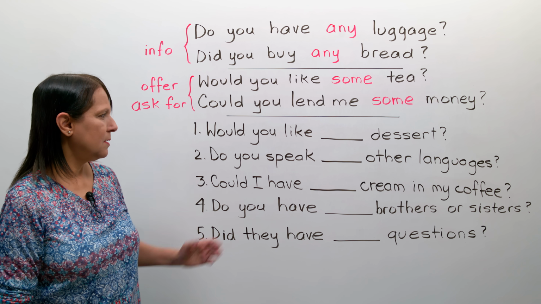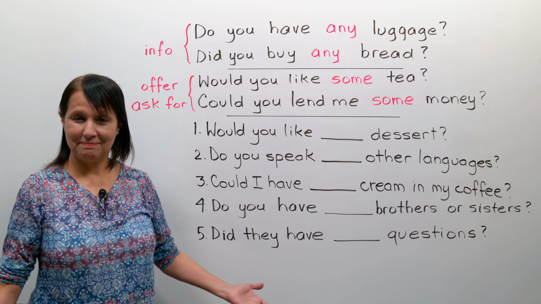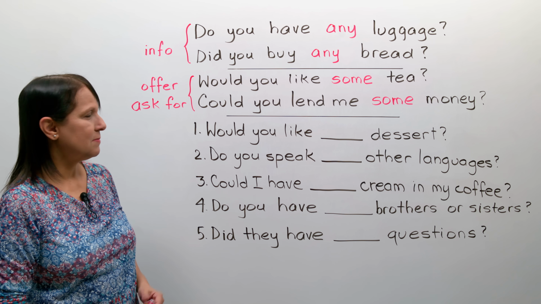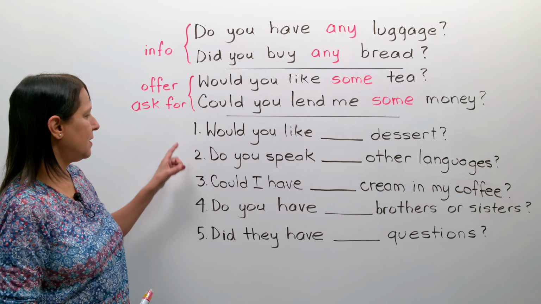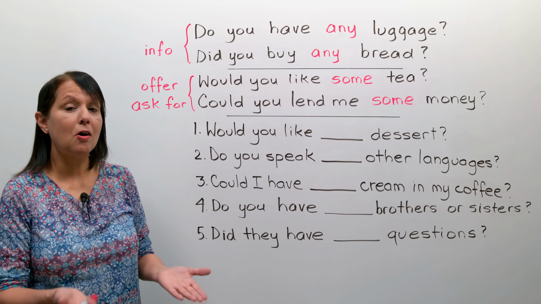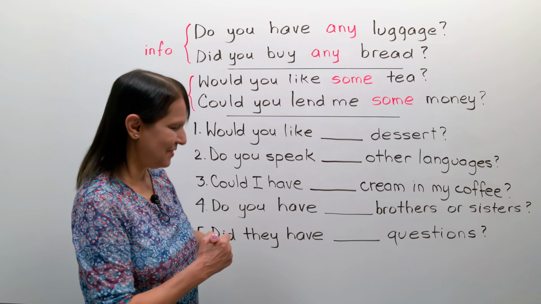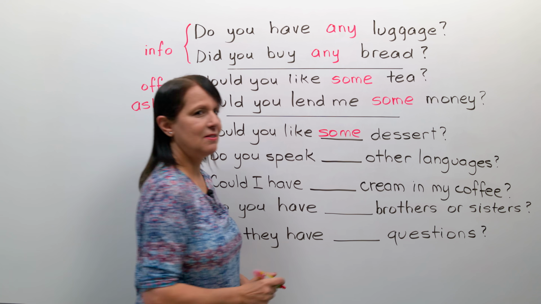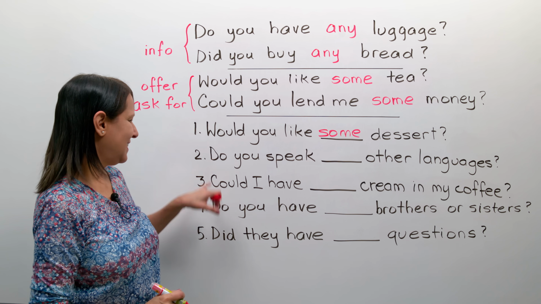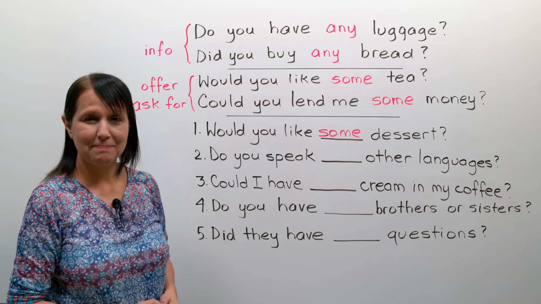Number 1. Would you like blank dessert? What should we say? Some or any? Well, think about it for a second, right? What are we doing here? We're offering something. So if you're offering something, then you say, would you like some dessert? That's it.